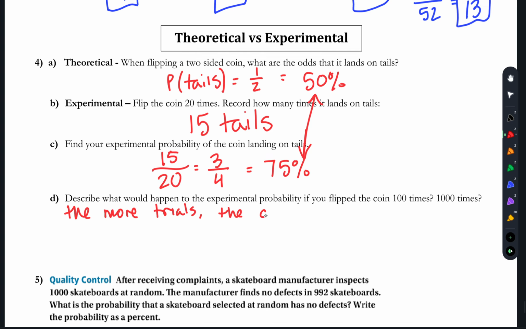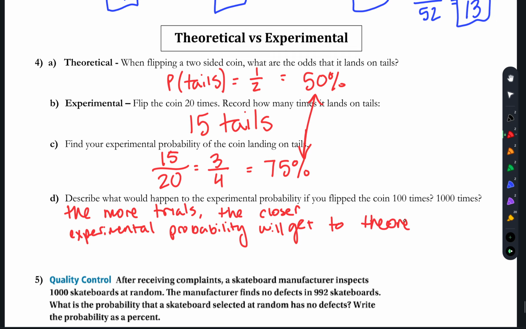the closer experimental probability will get to theoretical.